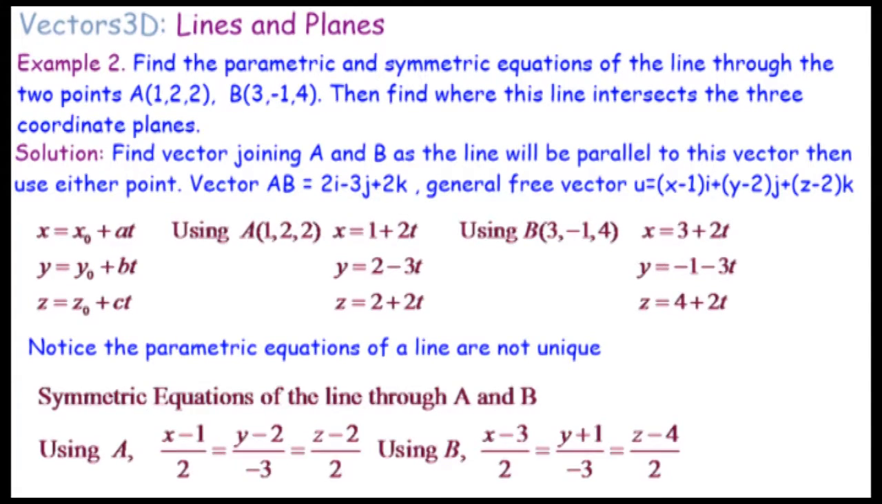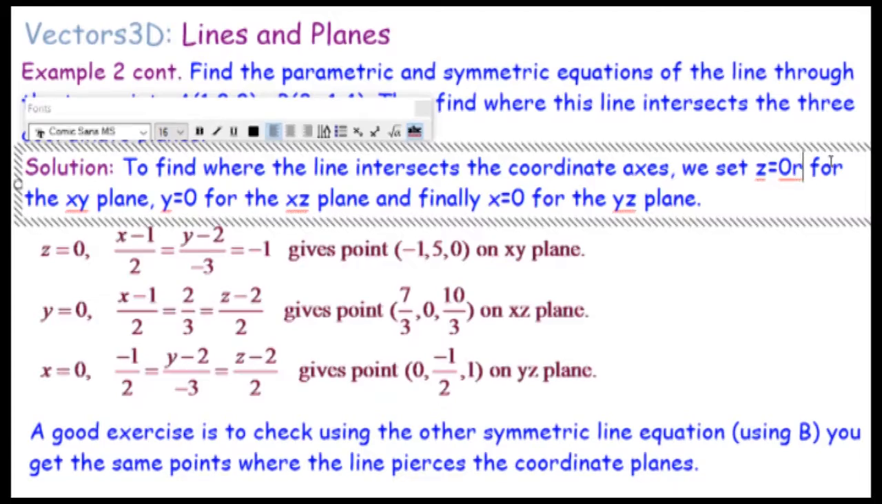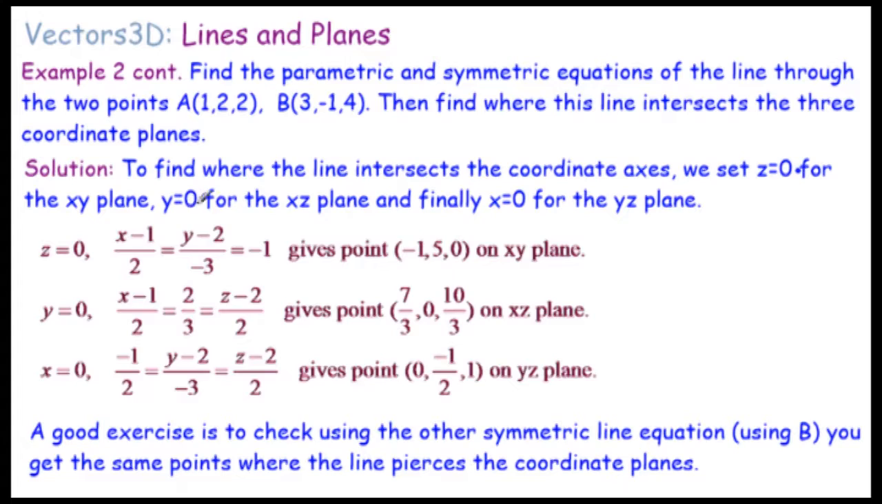So let's continue on and try and work out where the lines pierce the coordinate planes. Basically, all you do is set z equal to 0 for the xy plane, y equal to 0 for the xz plane, and finally x equal to 0 for the yz plane. So first of all, let z equal 0.